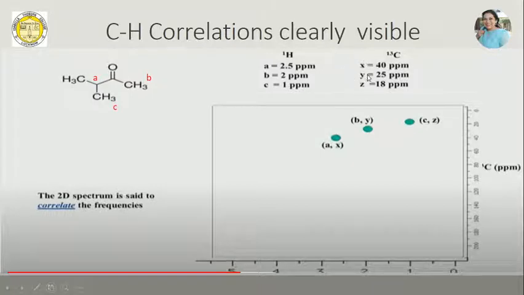That means in total I can have 9 combinations. A protons can be attached to X carbon atom, or A can be attached to Y carbon atom, or A can be attached to Z carbon atom. Similarly, B can be attached to X, or Y, or Z, and C can be attached to X, Y, or Z. So I have a total of 9 combinations possible. A 2D NMR is able to tell me which particular combination exists.